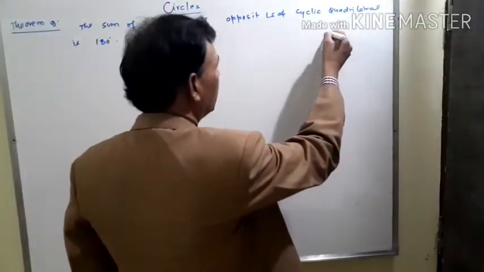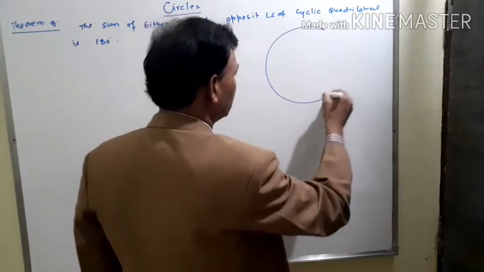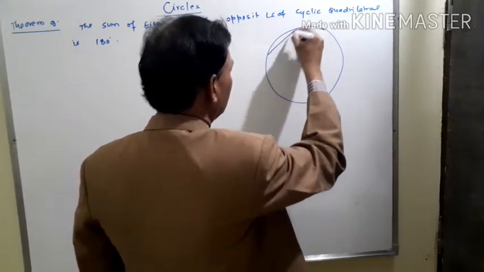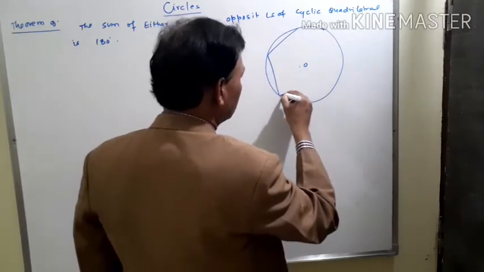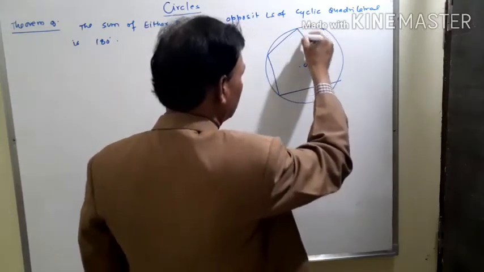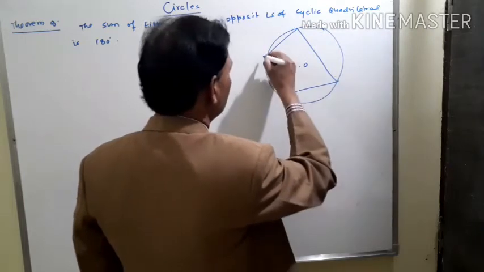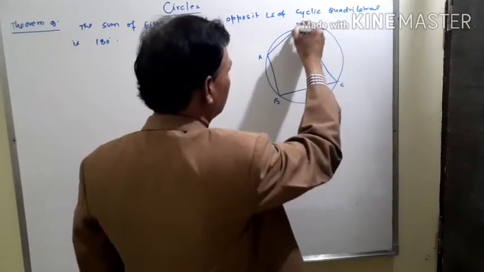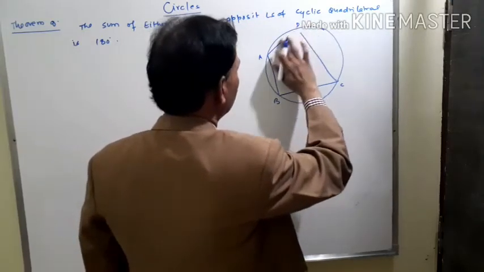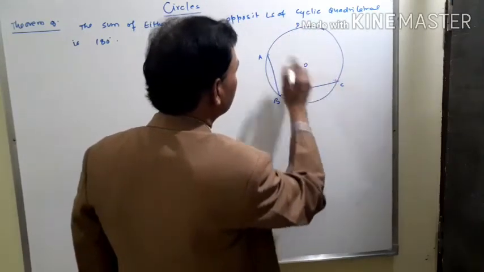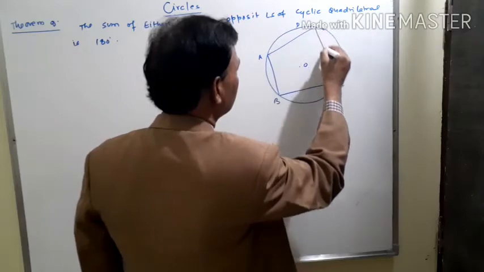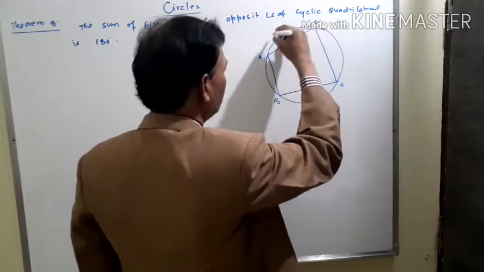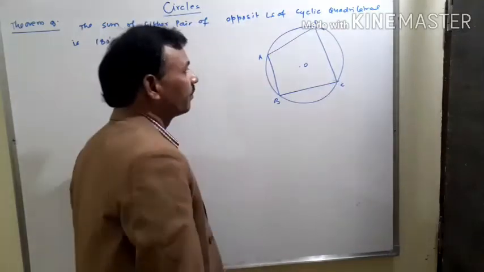Here, let us make a cyclic quadrilateral. Suppose this is a circle with center O, and this is a quadrilateral like this: A, B, C and D. This is a cyclic quadrilateral. All vertices lie on this circle.